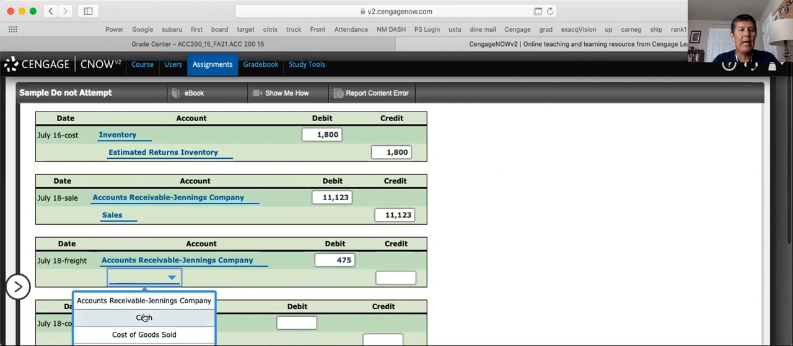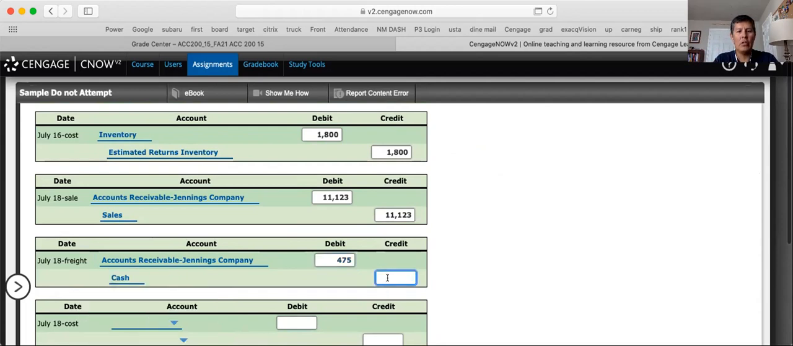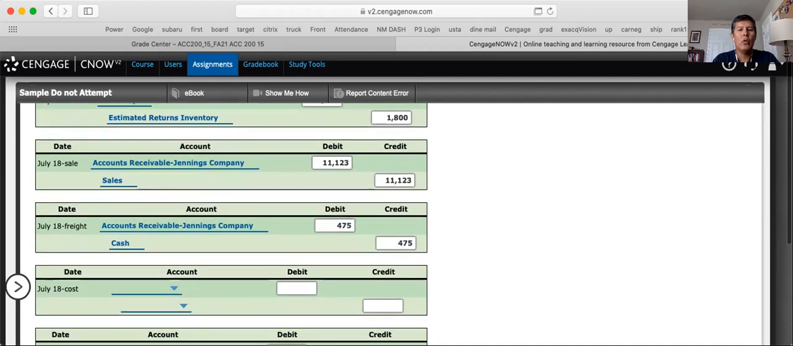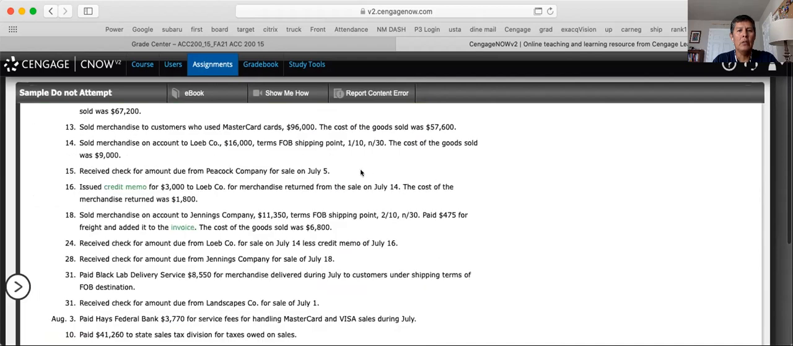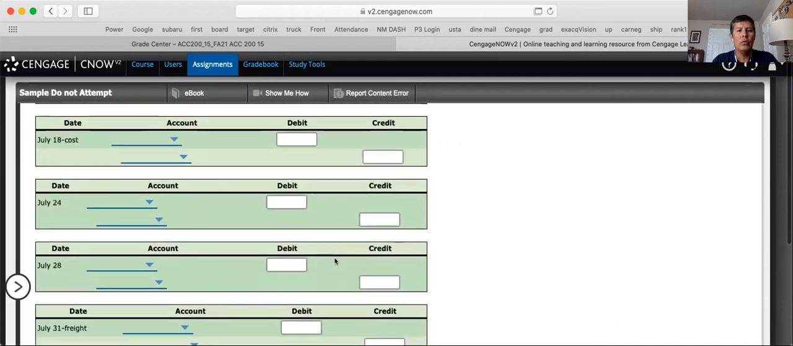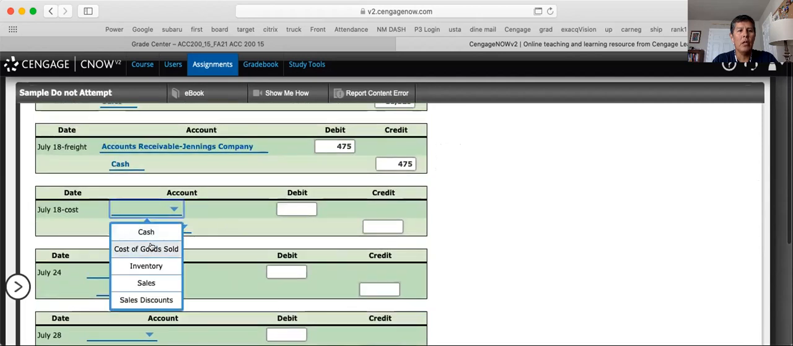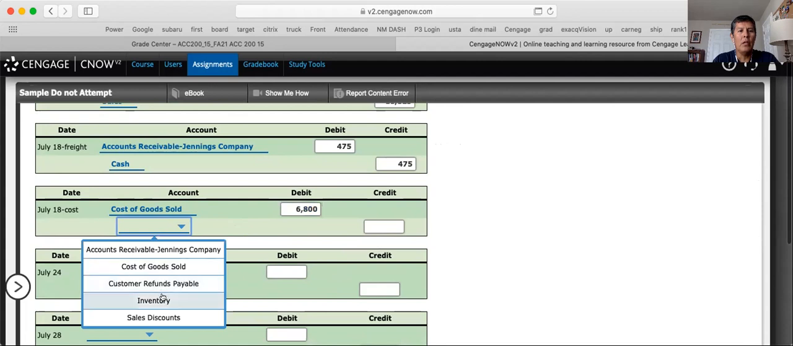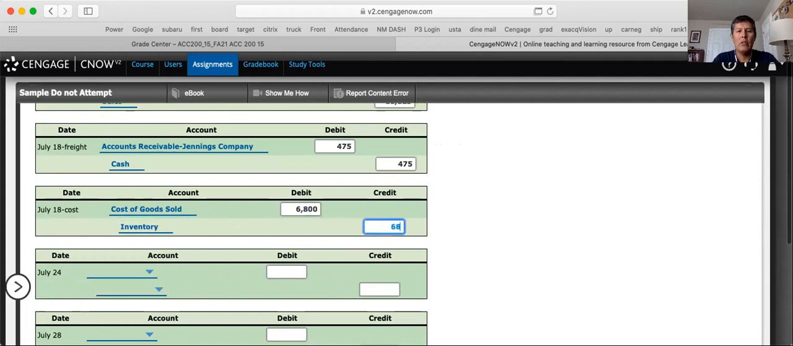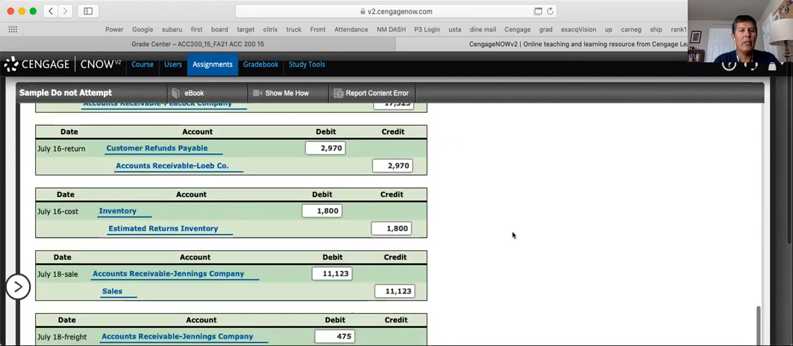Now they paid cash on it. They paid cash on it for $475. That's why they said they paid it. Now we have to record our cost of goods sold. I've got to see what that is. 6,800 for cost of goods sold. Remember, cost of goods sold is 6,800. Now this is going to come from our inventory for 6,800. So that's the July 18 costs. Now let's go to July 24th.